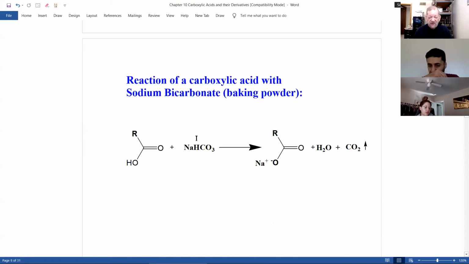Now, there's a special base I'd like to talk about, and that's sodium bicarbonate right here, which you also know as baking powder. If you take a carboxylic acid and react it with sodium bicarbonate, baking powder, you get 3 products. And I'm going to switch over to my whiteboard because there's something I want to do.